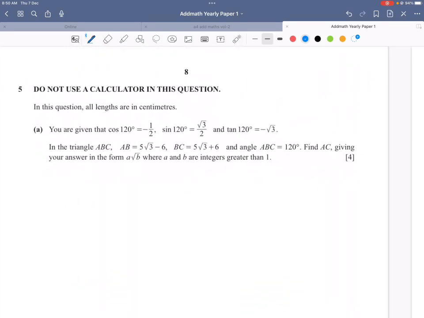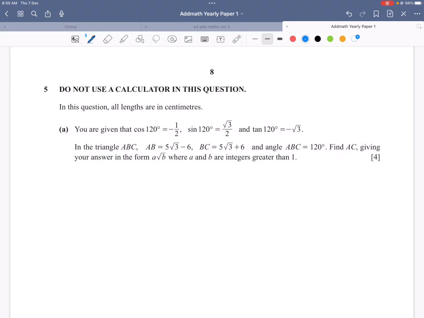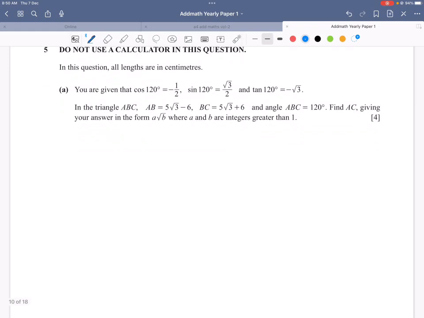After that, question number 5. In the question, all lengths are in centimeters. You are given that cos 120 is minus half, sin 120 is root 3 over 2, and tan 120 is minus root 3. In triangle ABC, it's better to sketch the triangle first.